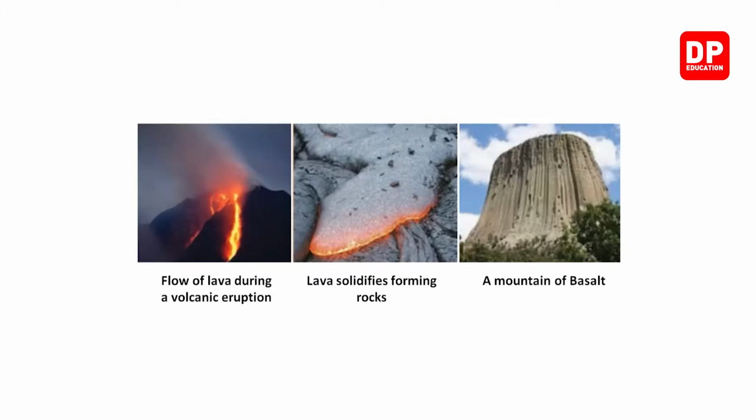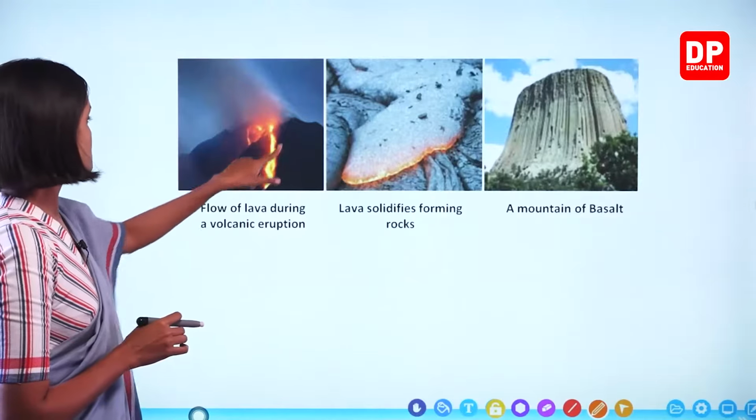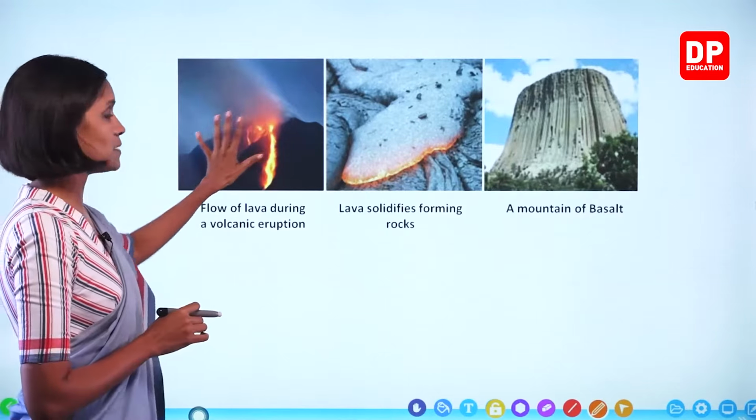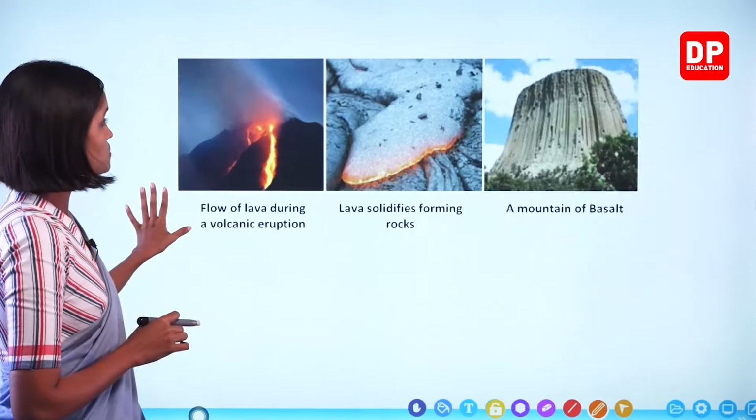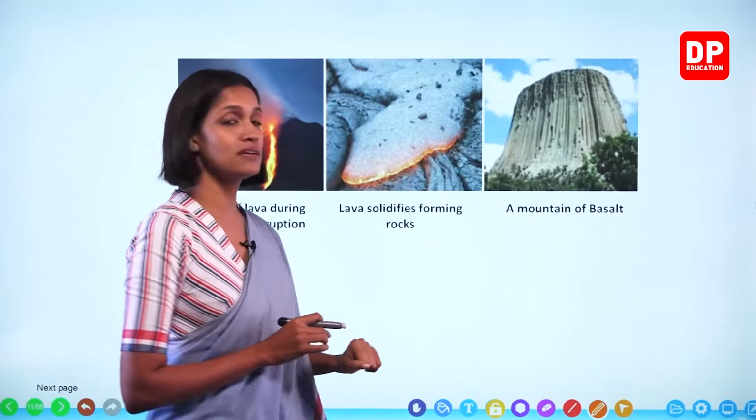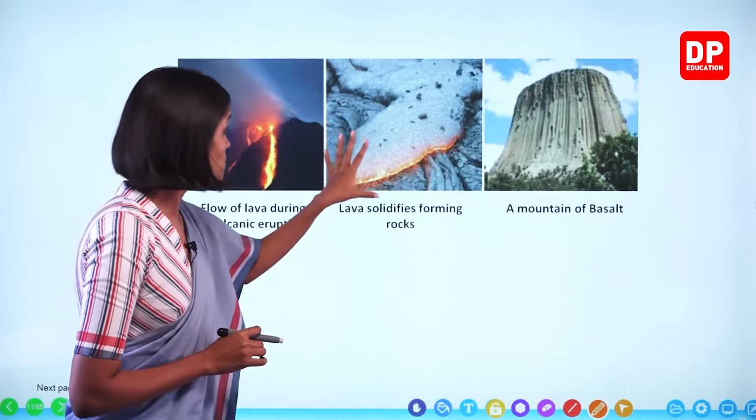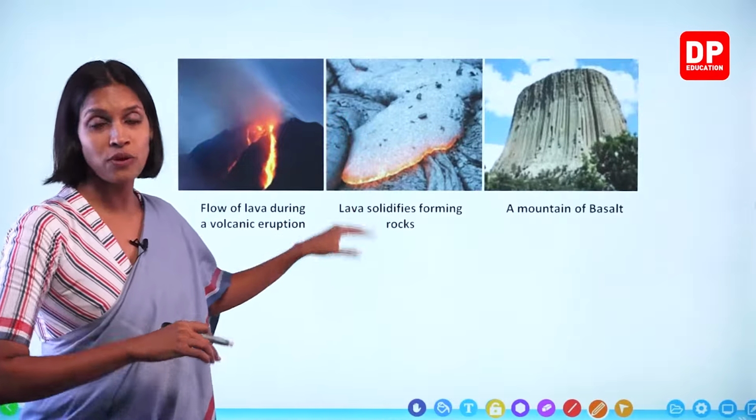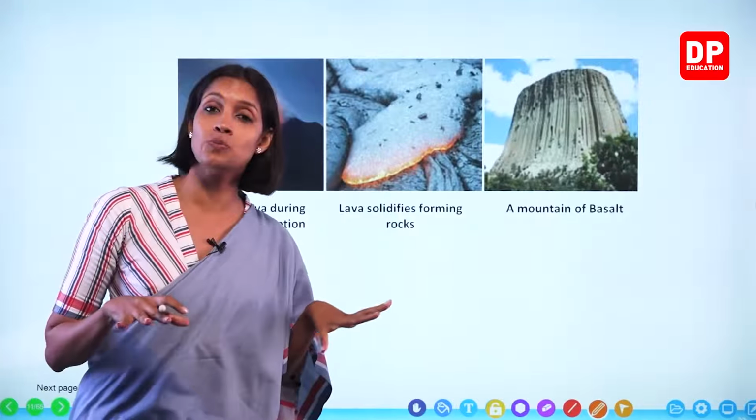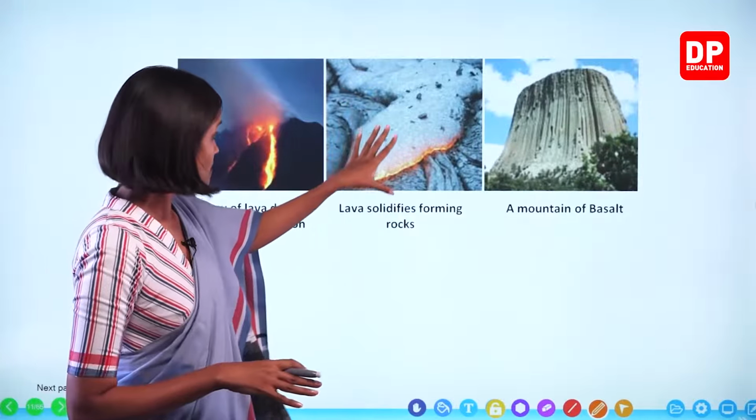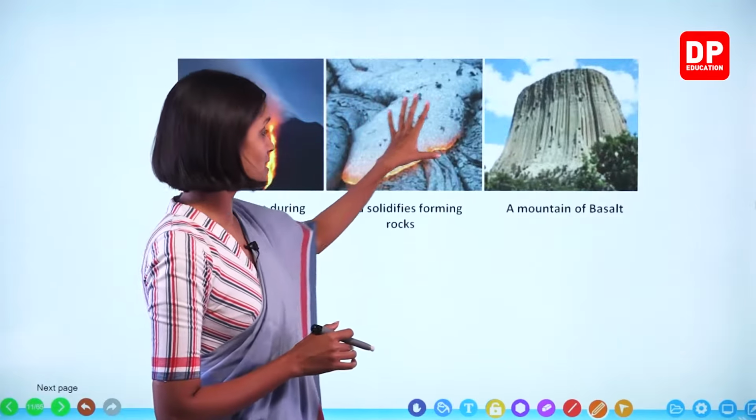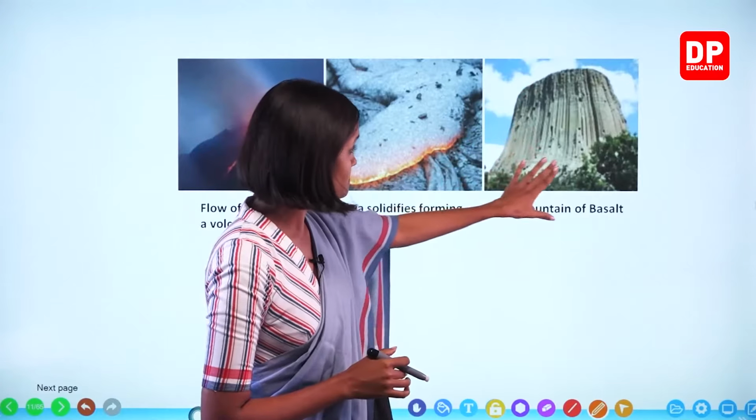So here, this is the process during a volcanic eruption. The flow of lava during a volcanic eruption. Then what happens? With time, lava solidifies, forming rocks. Lava means molten rocks, liquid rocks. When they come out to the surface of the earth, because the temperature is much lower, they become solids again. Lava solidifies, forming rocks. And then a mountain of basalt.